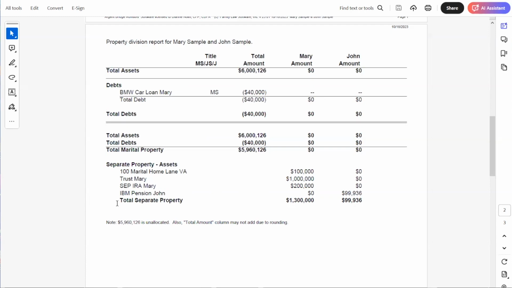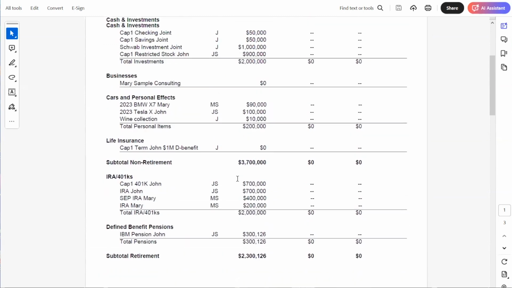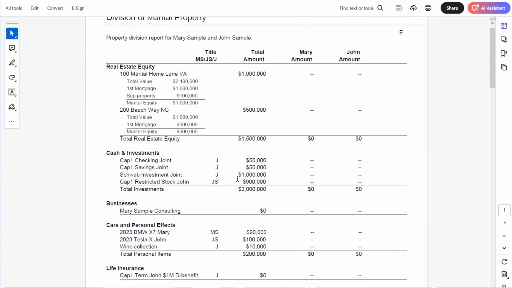But going back to the top, we'll start with what we need to look at and gather and how we provide this information. So for real estate equity, in this case, they have a marital residence and they also have a beach property. The marital residence here is noted as Marital Home Lane and the beach property is noted as Beach Way. And what it's showing here is we have to look at the value, and the way that we value it initially until it's agreed upon is we'll look at the average between Redfin and Zillow. And so, we can get an idea of what that might be worth. But at the end of the day, there could be other options like doing appraisals or competitive market analyses or just agreeing on a value.